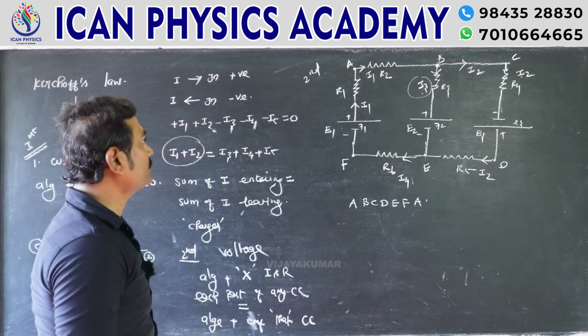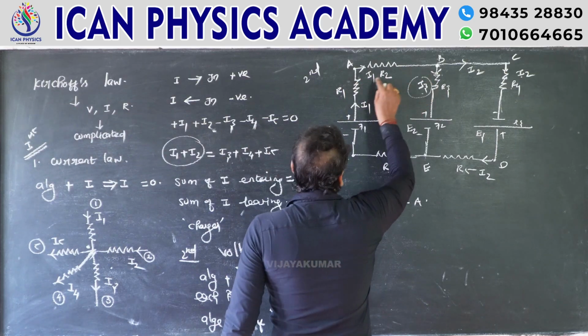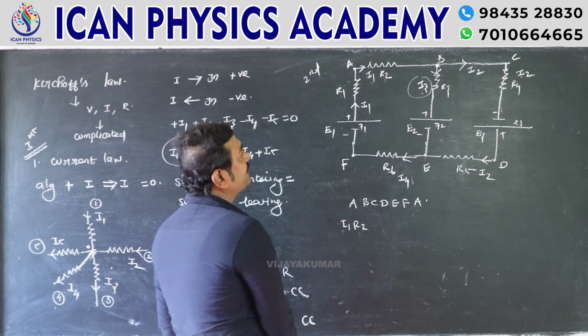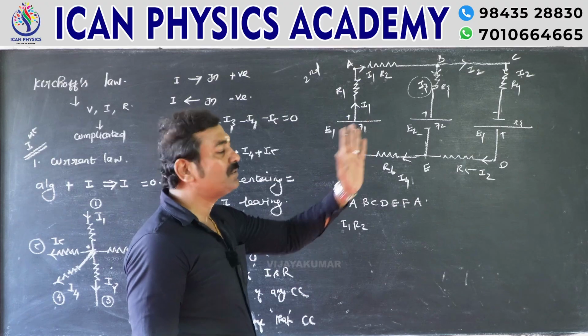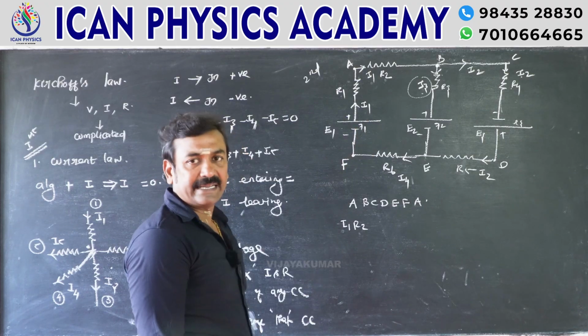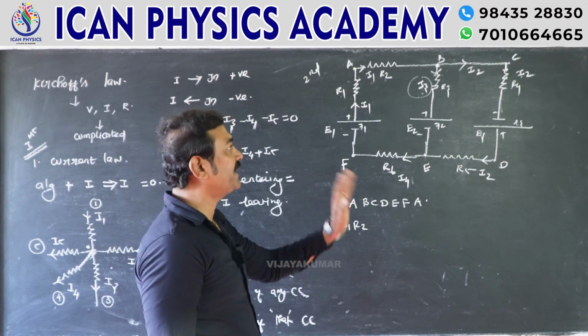Okay? So in A to B, it is I1 into R2, the product of current and resistance. B to C: there is no resistor, so there is no product of current and resistance. So we can leave it.